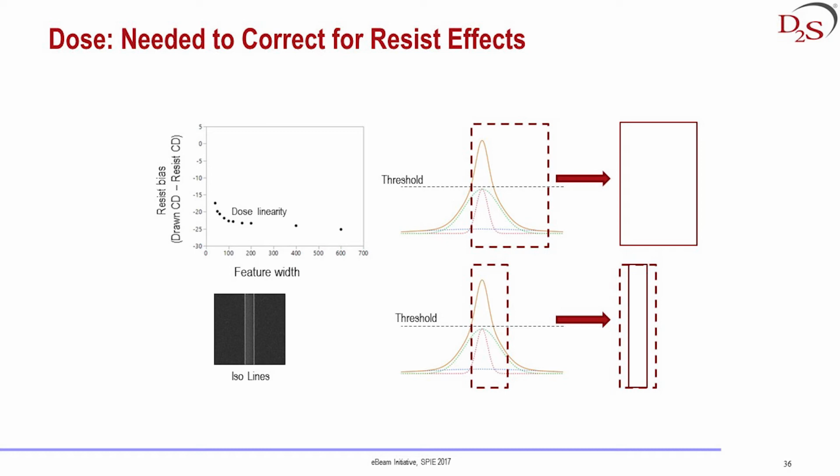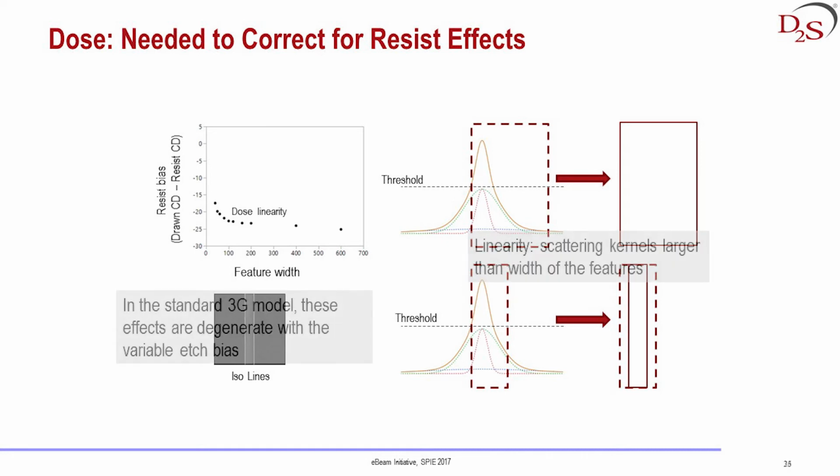Big features, you convolve with a Gaussian. If they're big enough, it looks like a half plane and there's no reduction in signal. Depending upon where you put your threshold, you get no CD change. When you have small features, this Gaussian here sees the other side of the feature, signal goes down, your CD goes down. So this is called the linearity effect. Scattering of kernels that are larger than the feature sizes give rise to smaller CD effects. And again, in the standard 3 Gaussian model, these effects are degenerate with a variable etch bias.